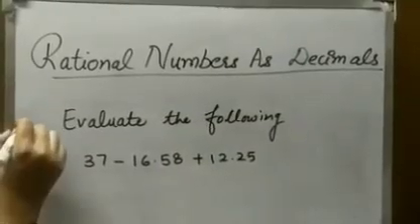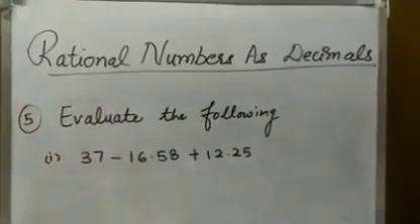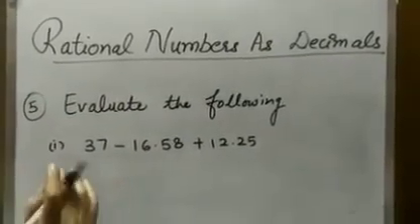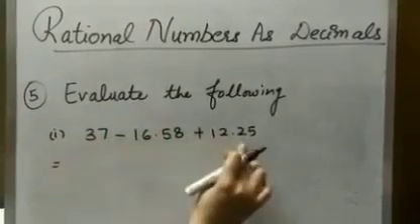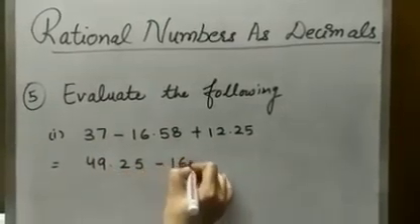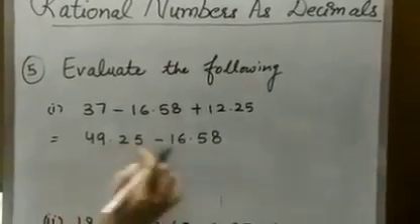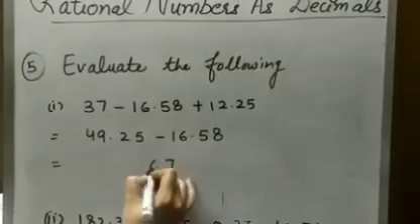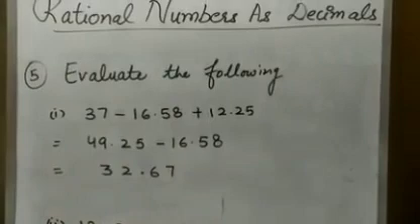Moving to the next question. Evaluate the following. In this evaluation we are having addition and subtraction of decimal numbers. So we will move according to our BODMAS rule. We are going to add and then subtract. 37 and 12.25, these two numbers are positive numbers, so we are going to add them first. And then minus 16.58. Now we are going to subtract 16.58 from 49.25. 7, 6, 2, 3. So our answer is 32.67.